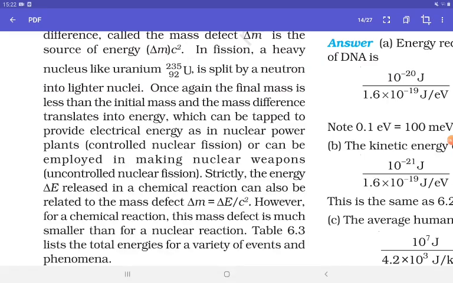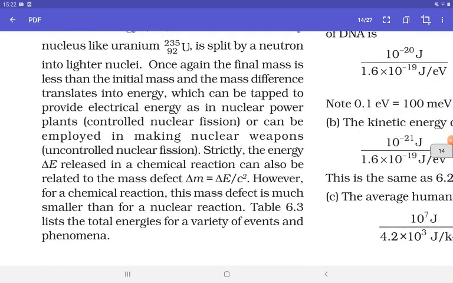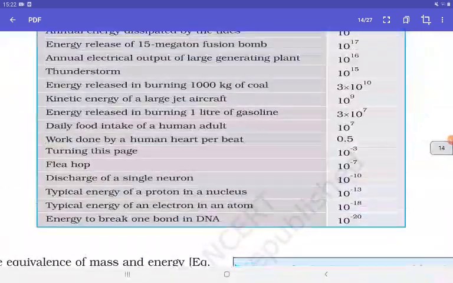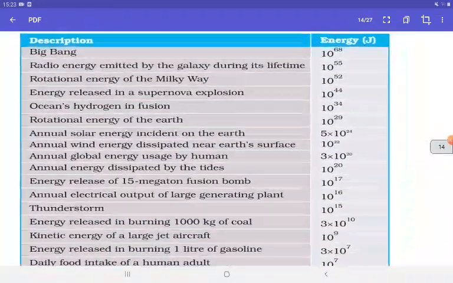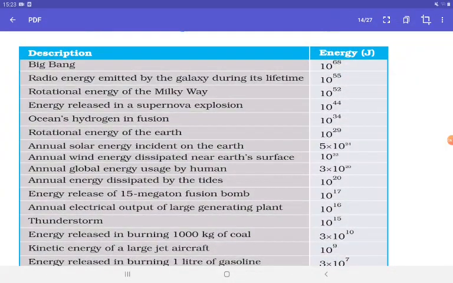Table 6.3 lists the total energy for a variety of events and phenomena. So here are some of the phenomena. Big Bang, that is 10 raised to 68 joule. Radio energy emitted by the galaxy during its lifetime, that is 10 raised to 55 joule.